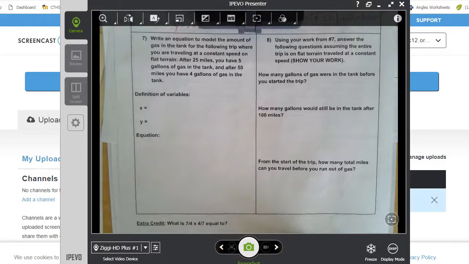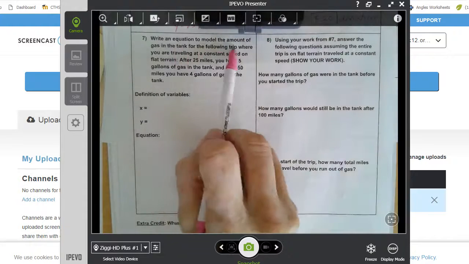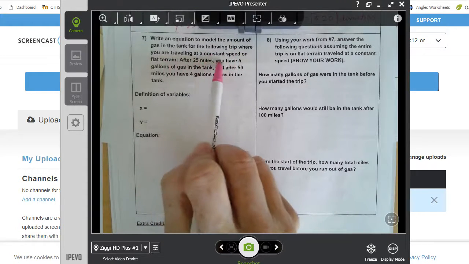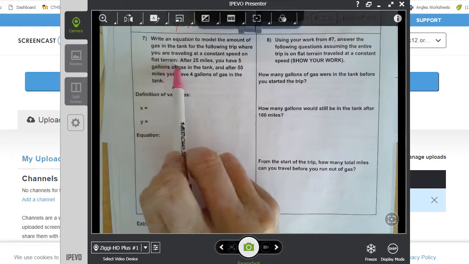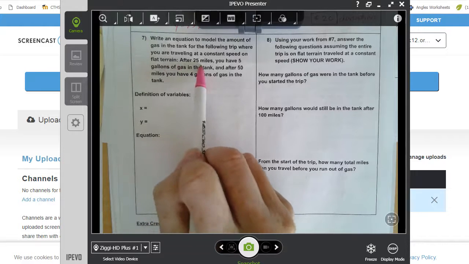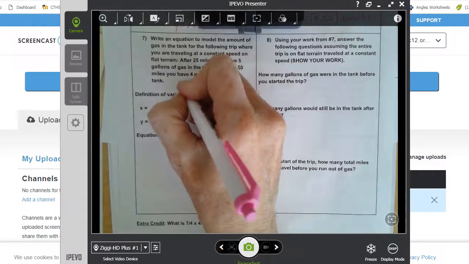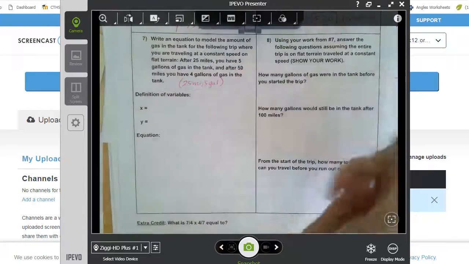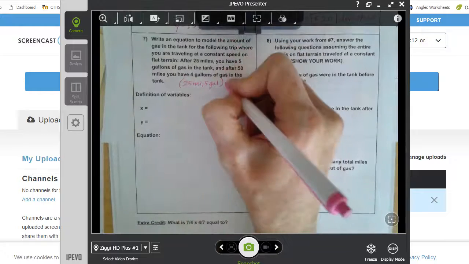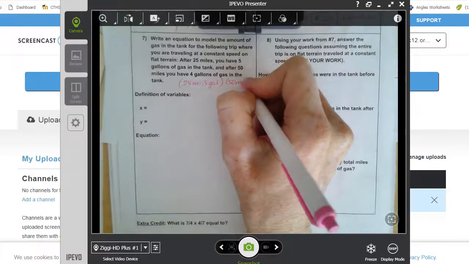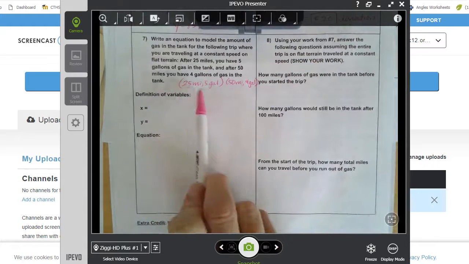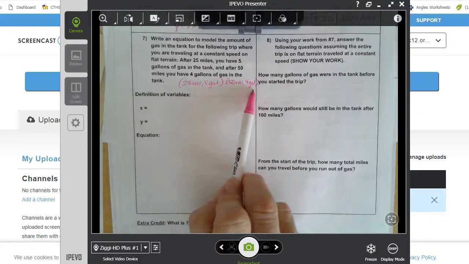Okay, so the last question here, we're writing an equation to model the gas in the tank for a trip where we're traveling at a constant speed on flat terrain. After 25 miles, we have 5 gallons of gas. And after 50 miles, we have 4 gallons of gas. Okay, so I'm hearing 2 points there. 25 miles, 5 gallons. 50 miles, 4 gallons.